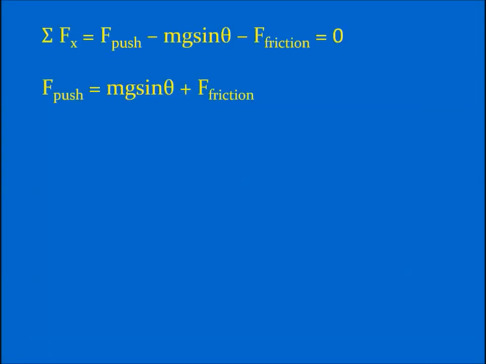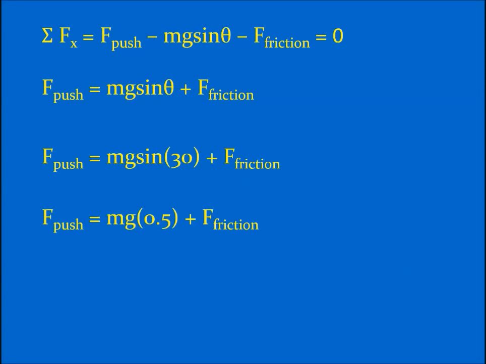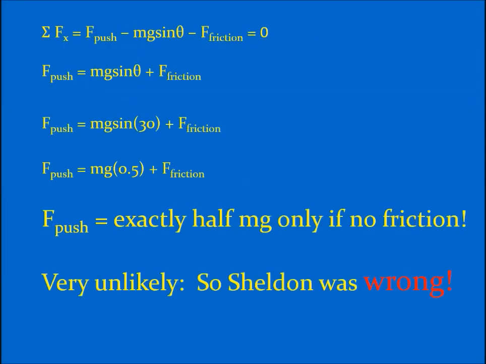To solve for the force of the push, we'll add mg sine theta and the force of friction to both sides, giving us F_push equals mg sine theta plus the force of friction. Plugging in 30 degrees for the angle, we get mg sine 30 plus the force of friction. The sine of 30 degrees is a half. Thus we see that the force of the push required is equal to half the weight of the box only if there's no friction. That is extremely unlikely, so Sheldon was wrong. Evidently in this case he's not as smart as he thought he was.